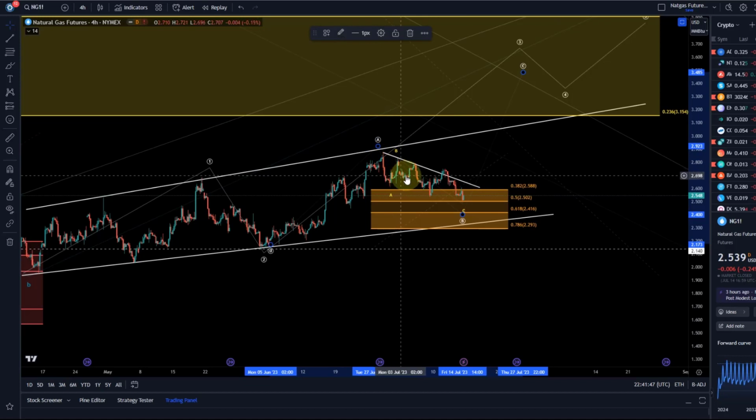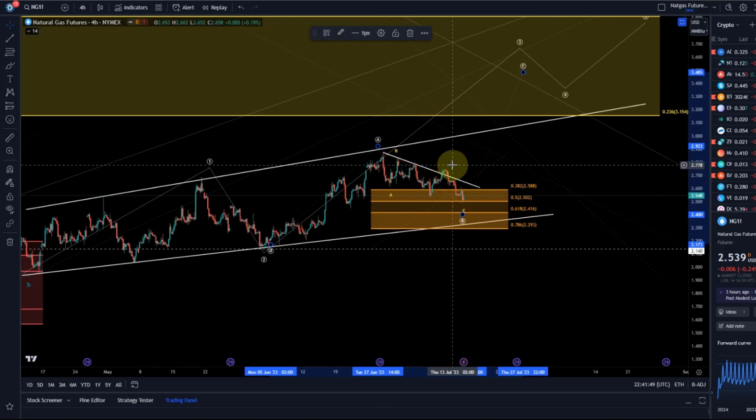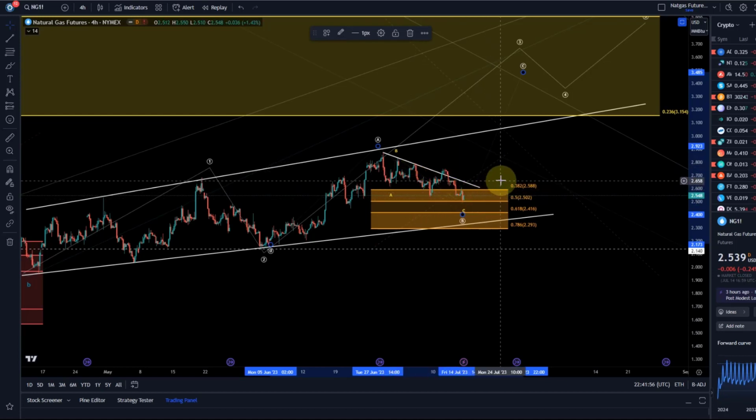Again, always be careful with doing too much micro counting when it comes to corrective structures, because there are more than 10 different corrective structures in Elliott wave, and which one it is, often you only know afterwards. But it's not so much important to understand the micro count. What is much more important is to understand the relevant support range here. What's the pivot point here?